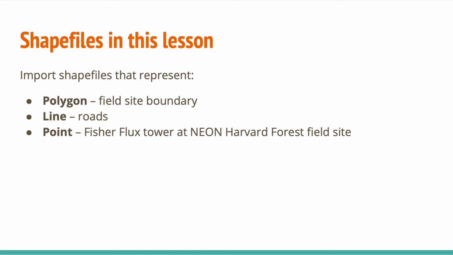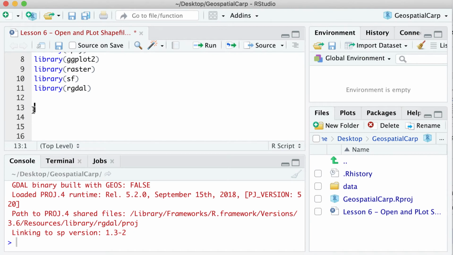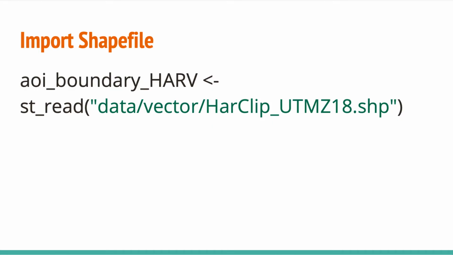So the shapefiles we're going to import in this lesson are a polygon shapefile that represents our field site boundary, a line shapefile that represents the roads, and a point shapefile that represents the location of the Fisher Flux Tower located at the Neon Harvard Forest Field site. The first shapefile that we're going to open contains the boundary of our study area, which we'll call the area of interest, abbreviated AOI, and give it the name AOI boundary. So first we're going to import the boundary shapefile.